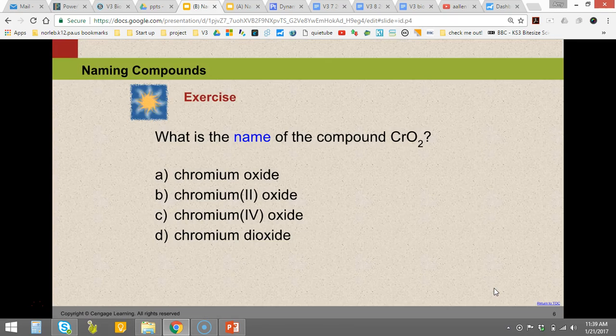So let's do a couple practice problems, and then you should be ready for your practice assignment as your next assignment. So the name of the compound CrO2. All right, we have to look at oxygen. Oxygen has a -2 charge, and it has to be balanced out. That means that gives us a total of -4. So chromium here has to be chromium(IV) oxide.